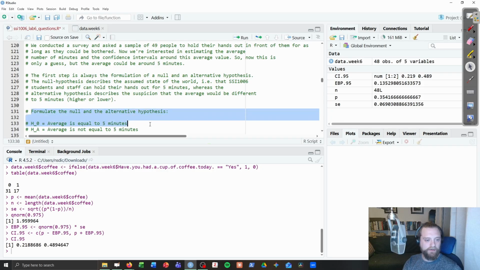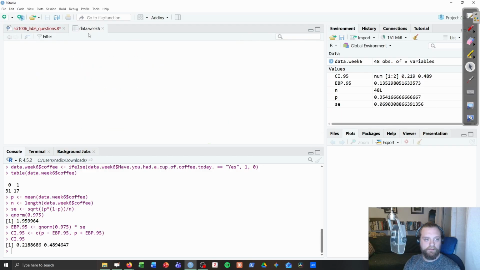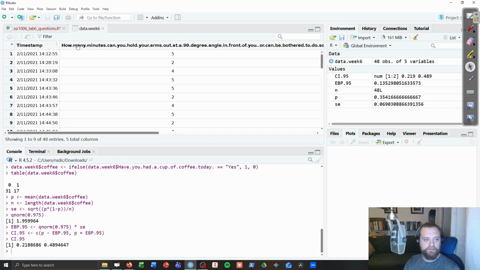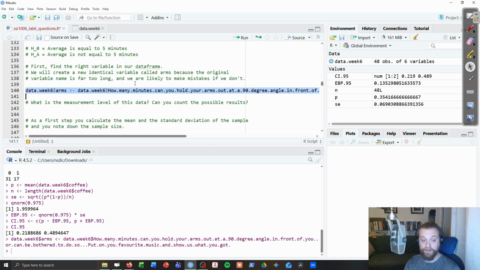So this has some language in here about null and alternative hypotheses. You can ignore this in this script because we're going to go over this when we look at t-tests. Here, we're just going to look at confidence intervals. So this is a continuous variable, and it measures how long people could hold their arms out at 90 degrees. But it could measure anything. Now I'm going to transform this into a slightly shorter version of the data. We're going to call this arms. Shorter variable name, I should say.